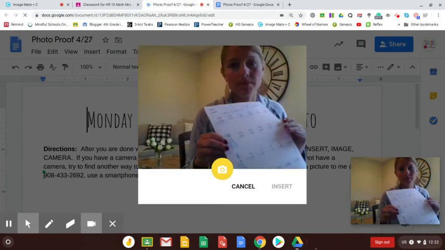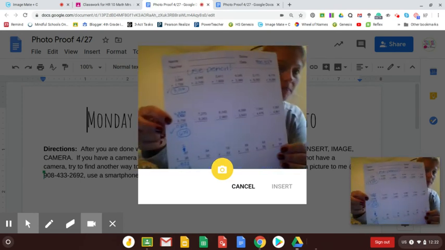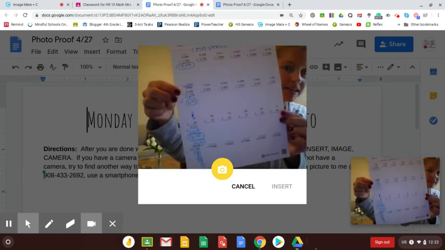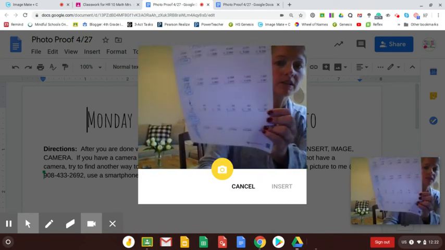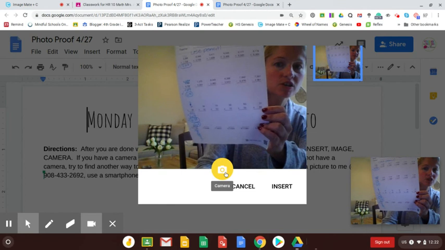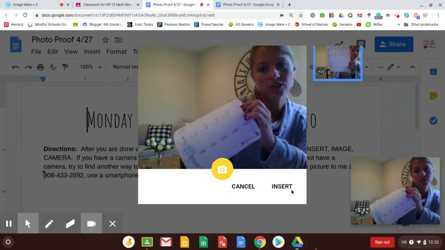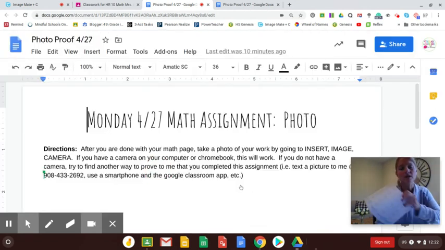The camera will come up. You'll hold up your paper so that I can see everything. And you'll click that button. It'll take the picture, and then you can hit the insert button. And that will allow me to be able to see all of your work.